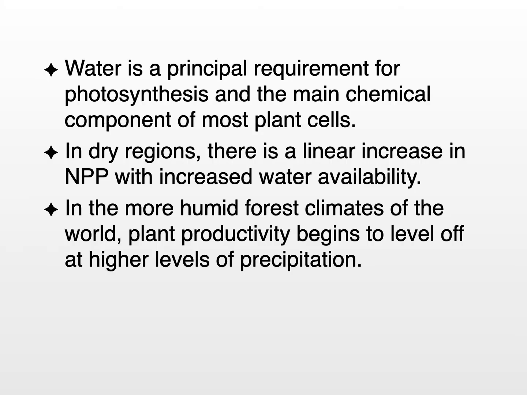Water is the principal requirement for photosynthesis and the main chemical component of most plant cells. In dry regions, there is a linear increase in net primary productivity with an increase in water availability. So more rain, more soil moisture, more net primary productivity, with all things equal. And that includes temperature. In the more humid forest climates of the world, plant productivity begins to level off at higher levels of precipitation. You can get too much precipitation. In waterlogged environments, of course, roots can't take up nutrients, so that can limit how much primary productivity can occur.